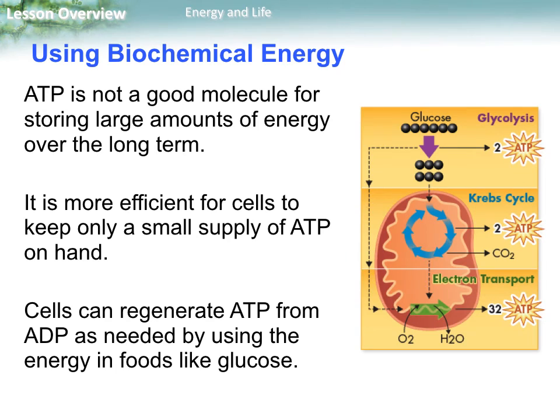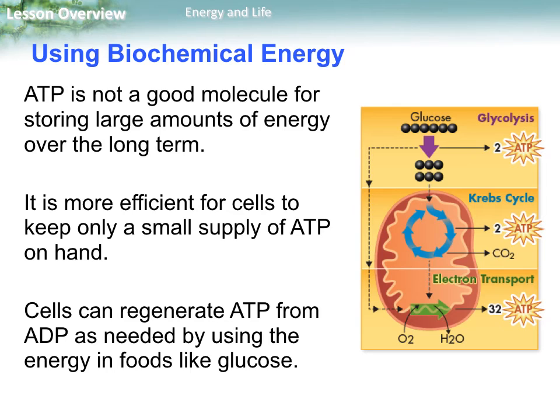Okay, this next graphic we'll be going into much more in the future. I just want you to be somewhat aware of it. In the next chapter, you will get to learn much more about it than what's just shown on this graphic. So ATP is not a good molecule for storing large amounts of energy over a long term. It's just short-term storage. It is more efficient for cells to keep only a small supply of ATP on hand. Cells can generate ATP from ADP as needed by using the energy in foods like glucose.